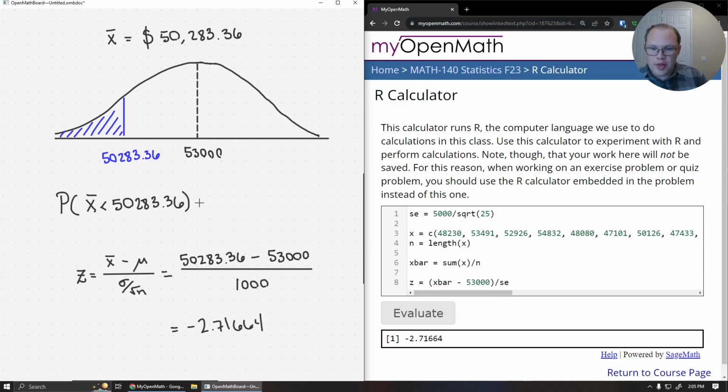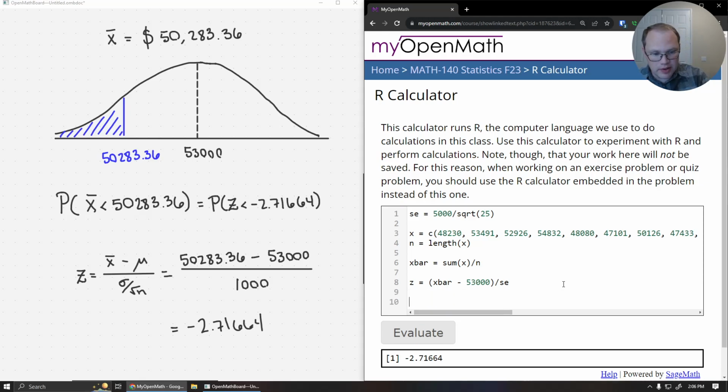Okay, so this probability that we're trying to calculate based on the z-score is the same probability that z is less than negative 2.71664. So now that we've converted the probability formula to one over the standard normal distribution, we are ready to calculate the probability using this pnorm function.